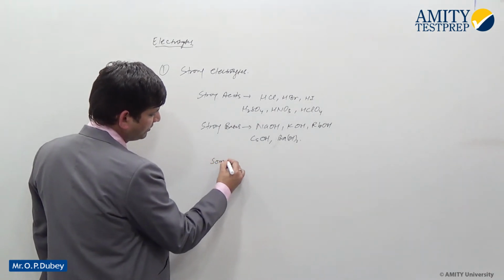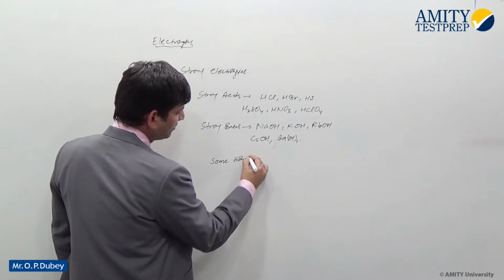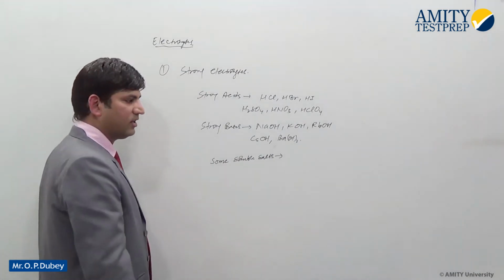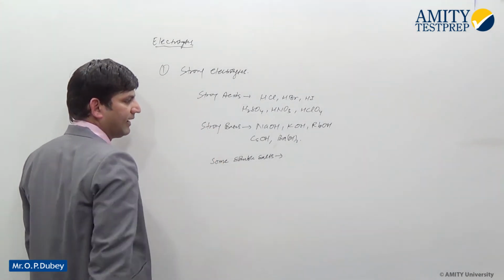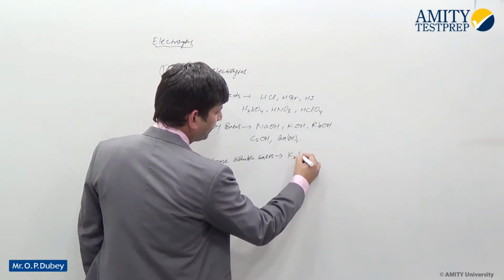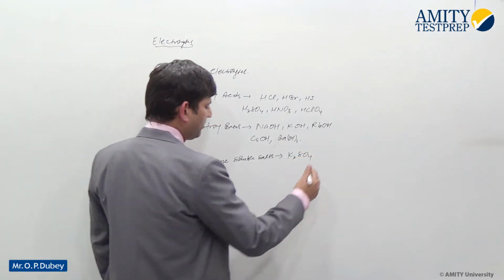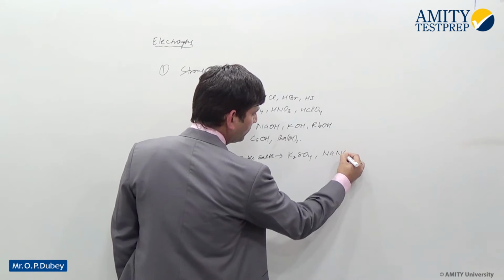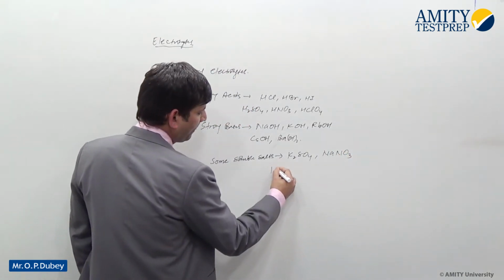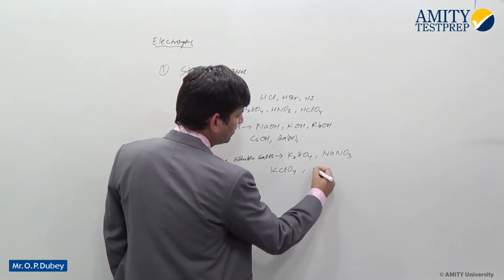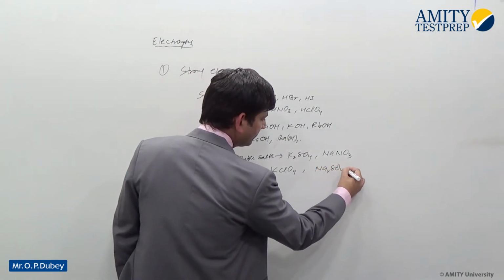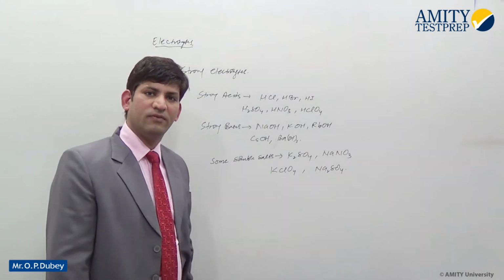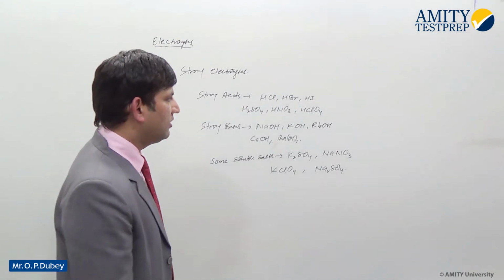Some soluble salts which dissociate or ionize almost 100% are in the category of strong electrolytes, for example K2SO4. Many of them are strong electrolytes, soluble salts like K2SO4, NaNO3 sodium nitrate, KClO4, Na2SO4, completely soluble salts which dissociate almost 100% in the aqueous solution.